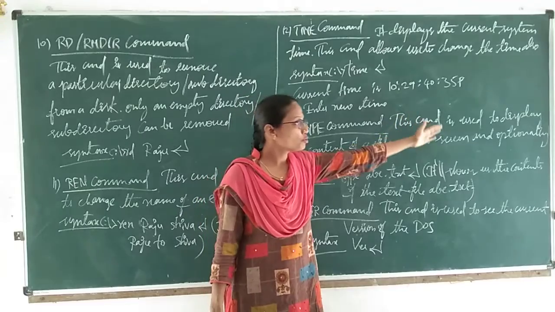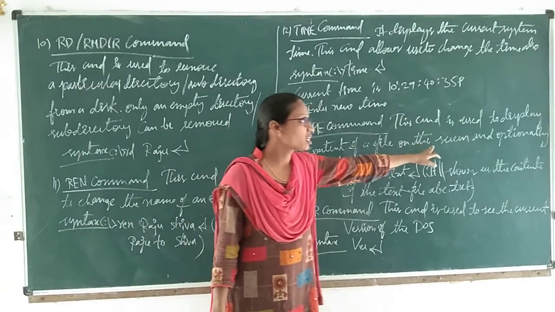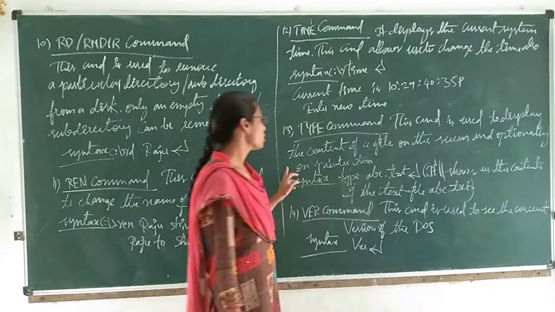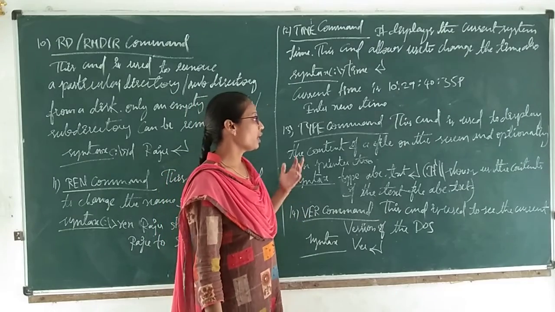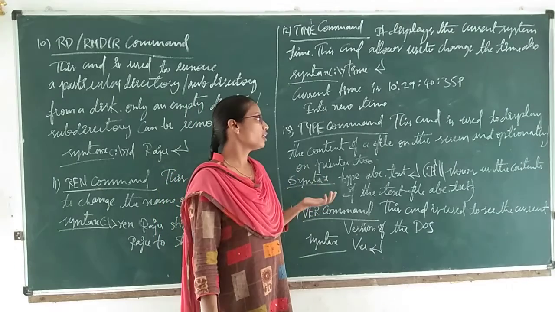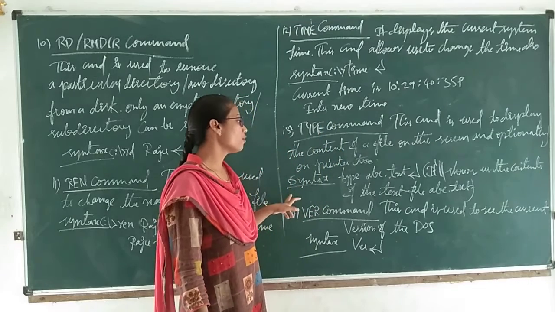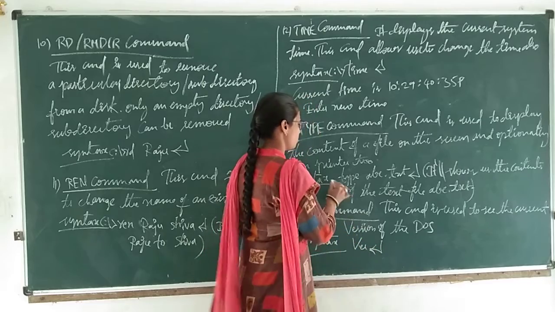And the next is the type command. This command is used to display the content of a file on the screen, and optionally on the printer. It means we are viewing the content of a particular file with the help of this type command, and we are following this syntax. Type abc.txt.